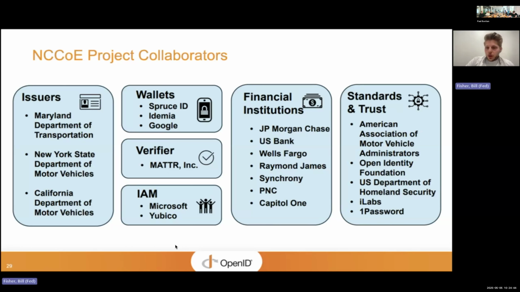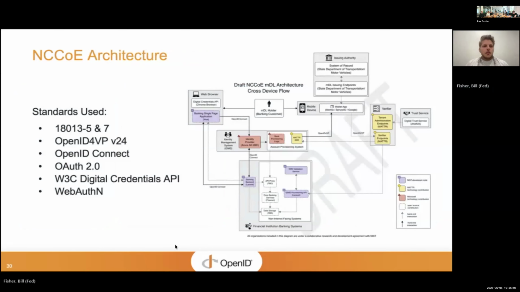And then we also have several organizations that are helping us out with trust and standards, to include AAMVA, the American Association of Motor Vehicle Administrators, who is acting as sort of that digital trust service between issuers and the verifiers, to be able to get those public keys out to verifiers so these credentials can be used.